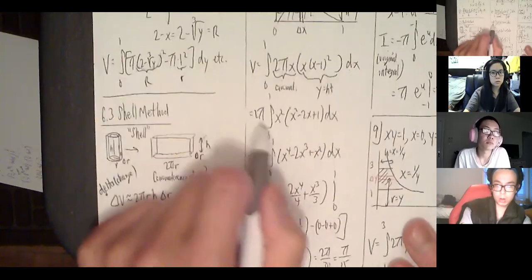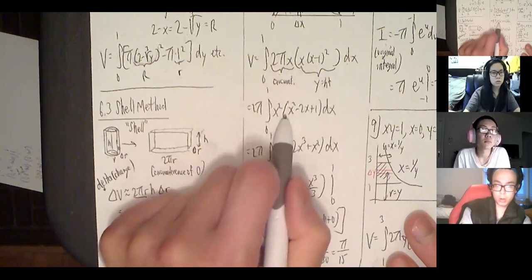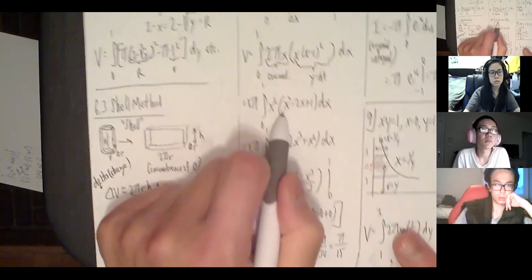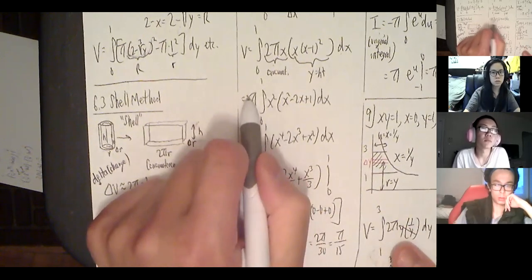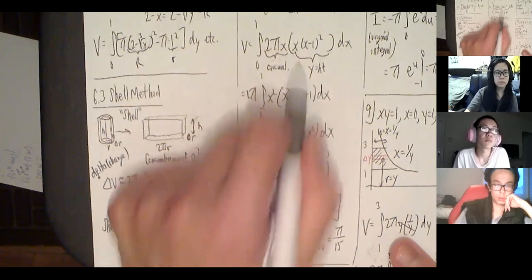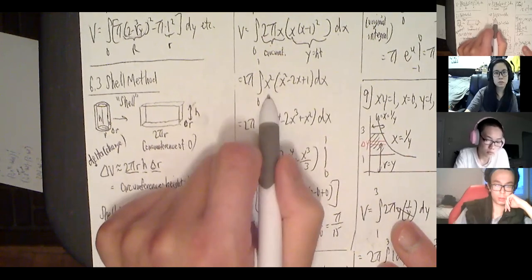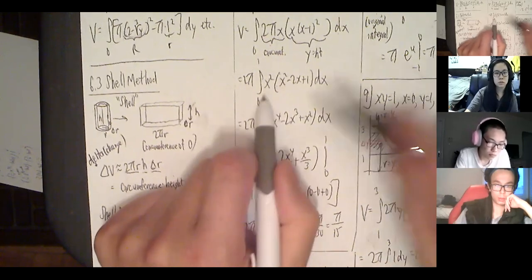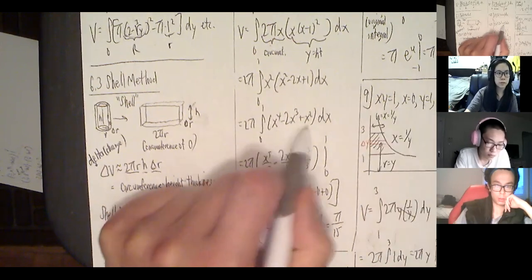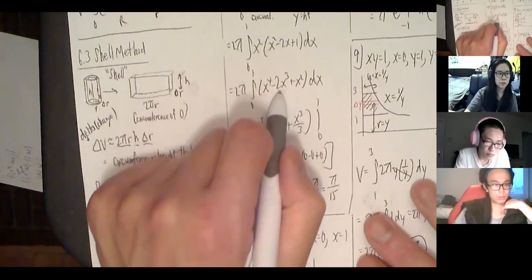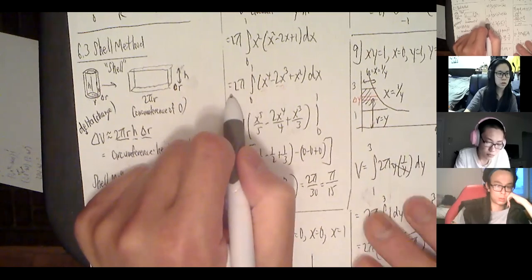X times x is x squared. So I now have x squared times x minus 1 squared comes out to be this, x squared minus 2x plus 1. I'm sure you can all do that. 2 pi times x squared, x minus 1 squared is all this. Okay, distribute: x to the 4th minus 2x cubed plus x squared, right? X squared times x squared, times negative 2x, x squared times 1 is all this. Okay. All right, leave the 2 pi alone.